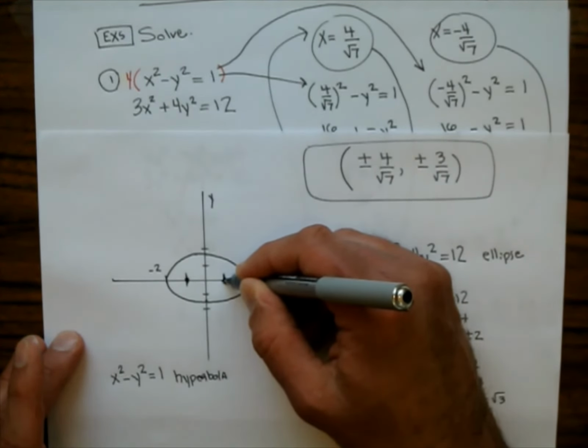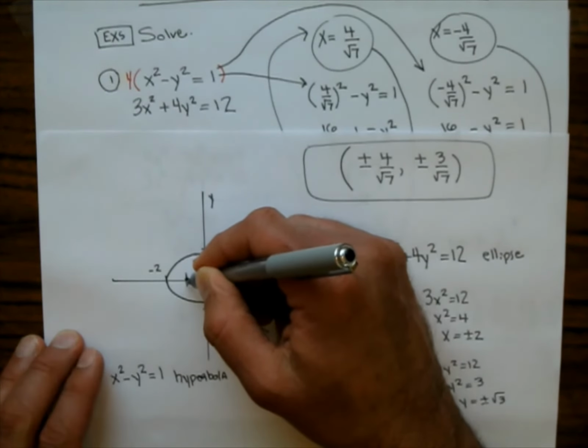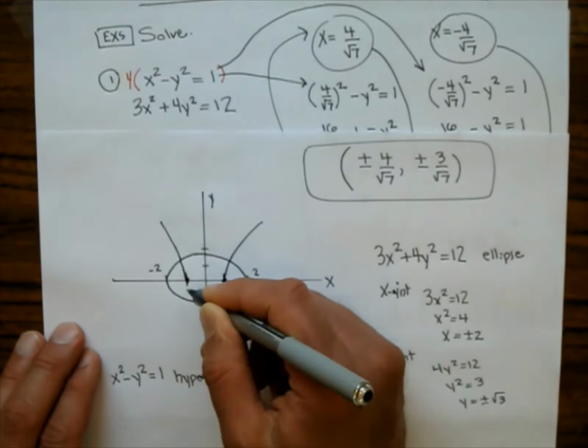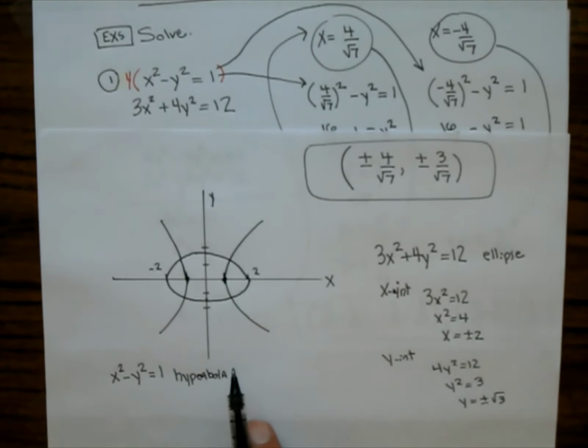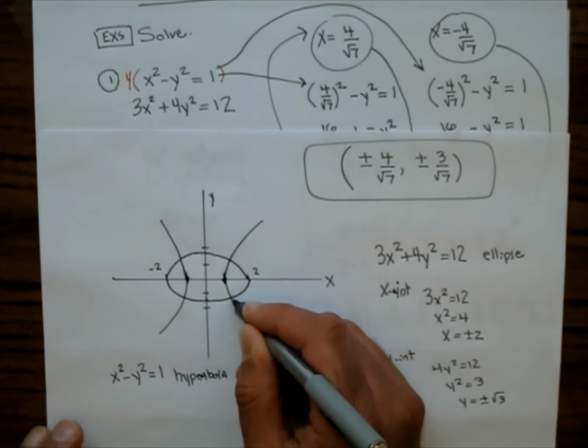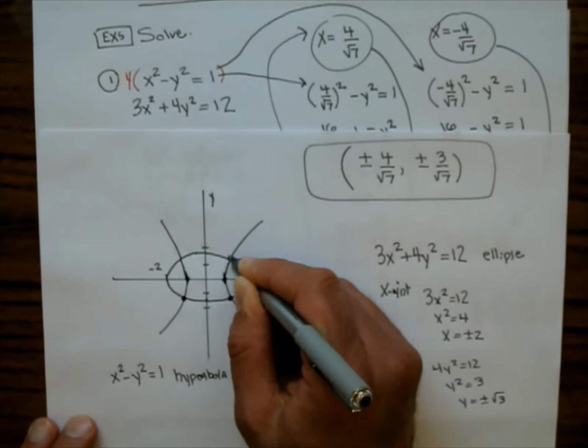So if you graph this one, without doing the official guide rectangle, you end up getting that. So you've got 2 graphs. You have an ellipse and a hyperbola. How many points of intersection are there? Why, there are 4 points of intersection. And those are the 4 points that I have.